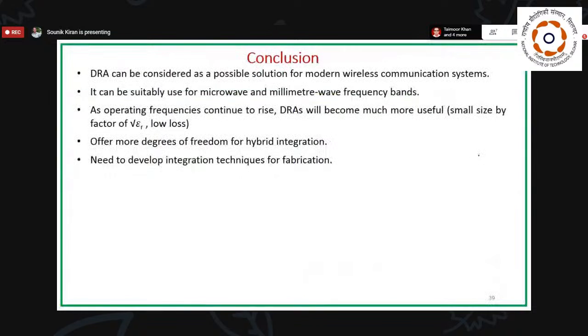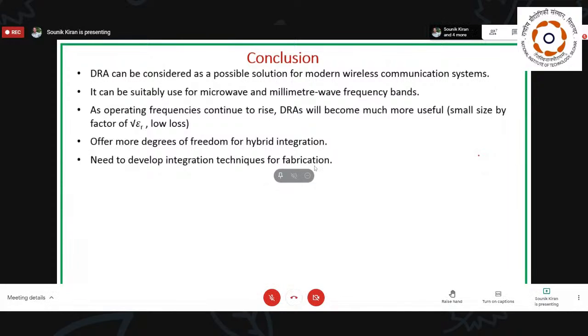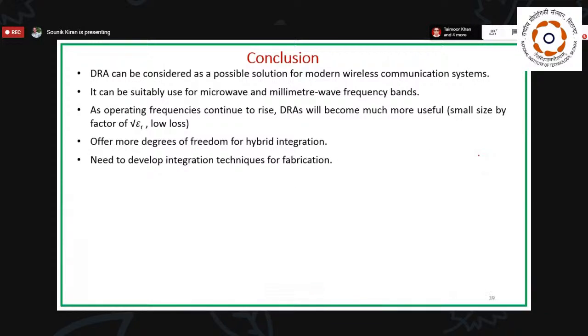As a whole, we can conclude my presentation: DRA can be considered a promising solution for modern wireless communication systems. The literature shows that it can be suitably used for microwave as well as millimeter frequency bands, because it has very little loss even at higher frequency. As operating frequency continues to rise, DRA will become much more useful.